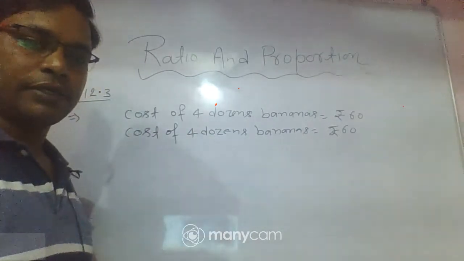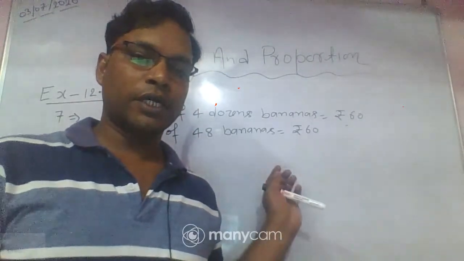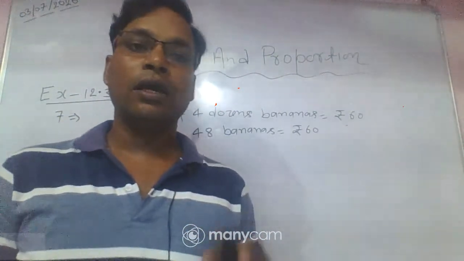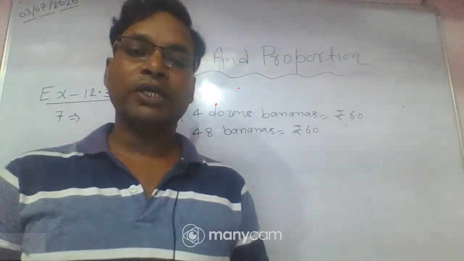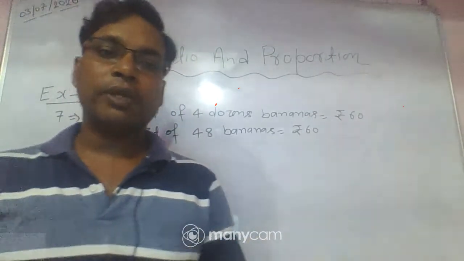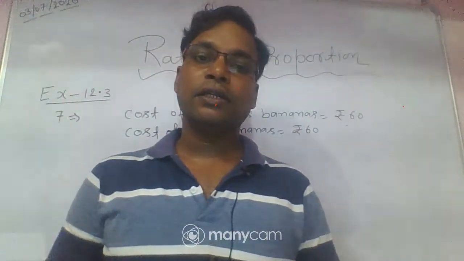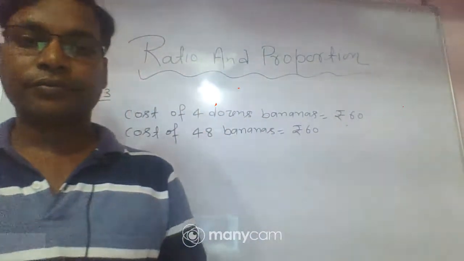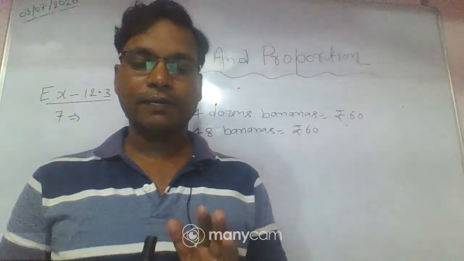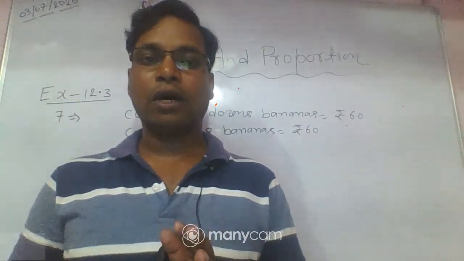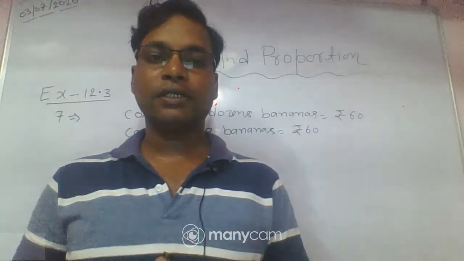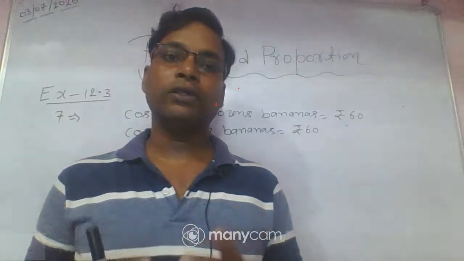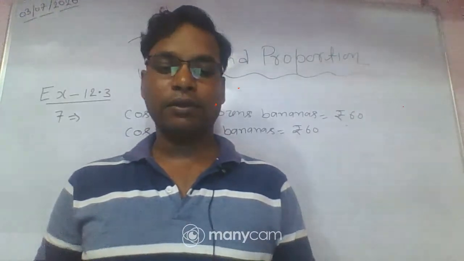Here you can see cost of 48 bananas is equal to 60 rupees. So first we find how many bananas we can purchase in 1 rupee. After this we find how many bananas we can purchase in 12.5 rupees. Okay, this is clear. First we find how many bananas we can purchase in 1 rupee.